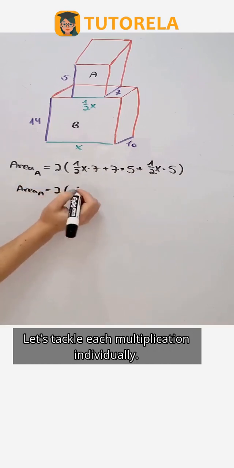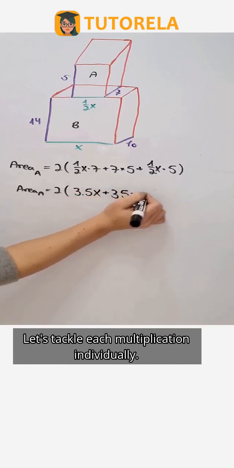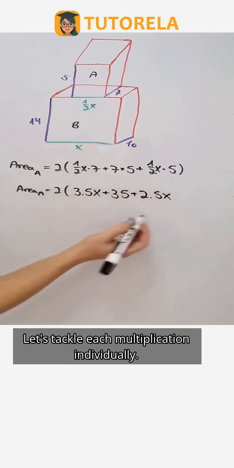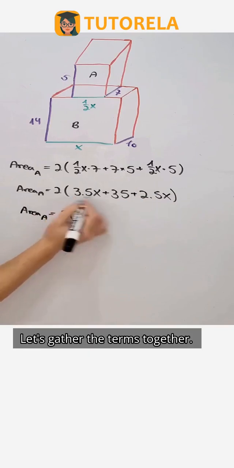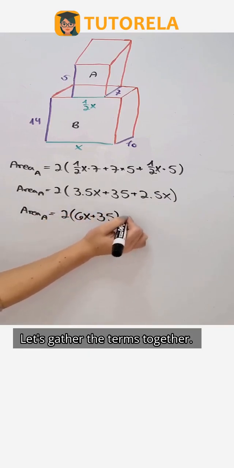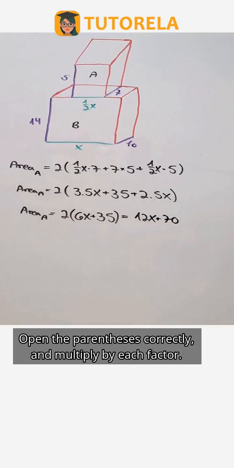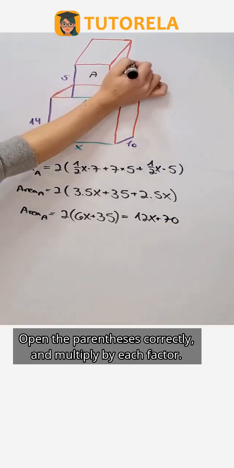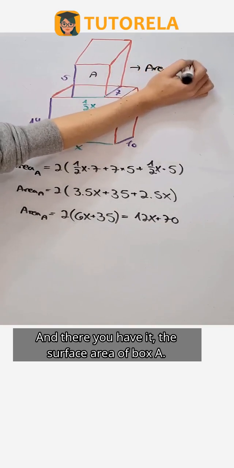Let's tackle each multiplication individually. Let's gather the terms together. Open the parentheses correctly and multiply by each factor. And there you have it, the surface area of box A.